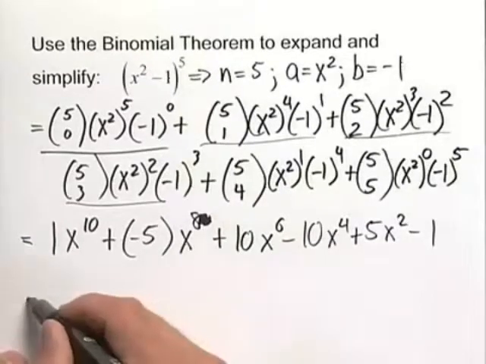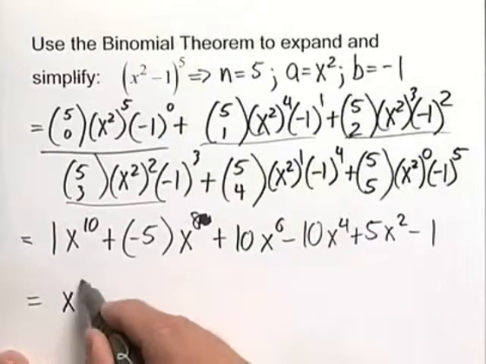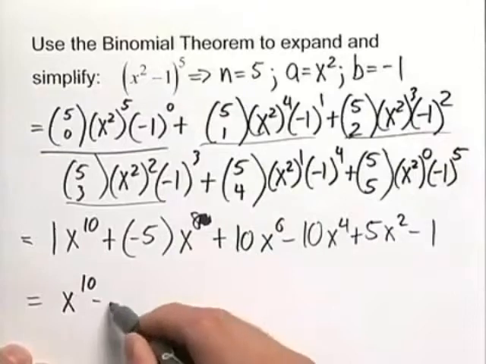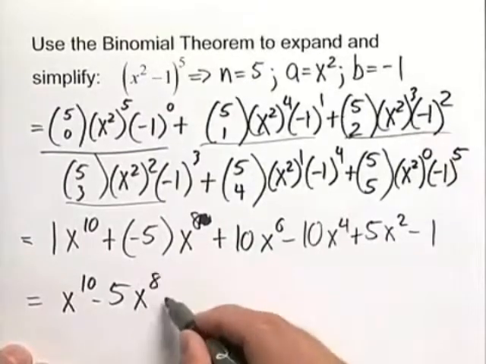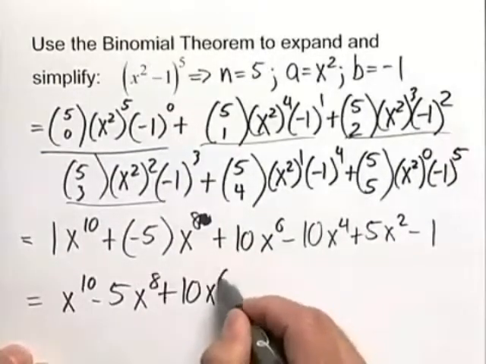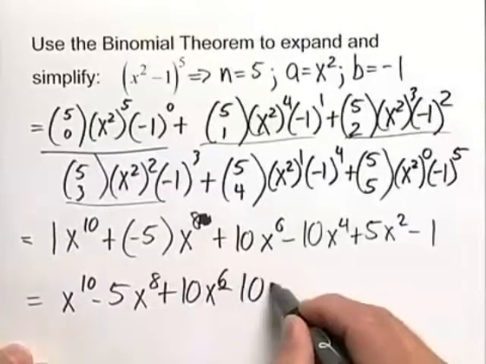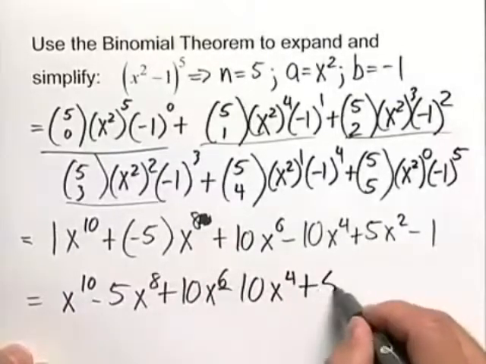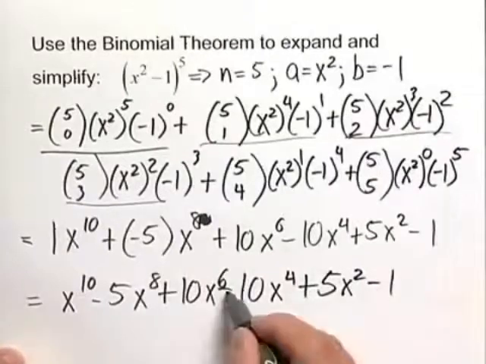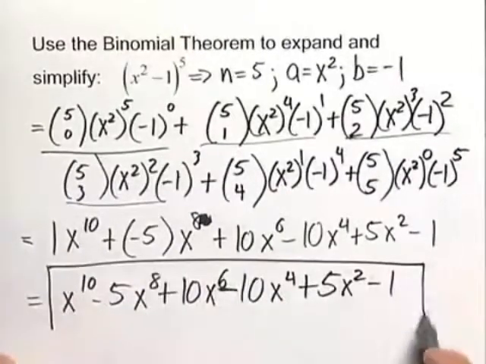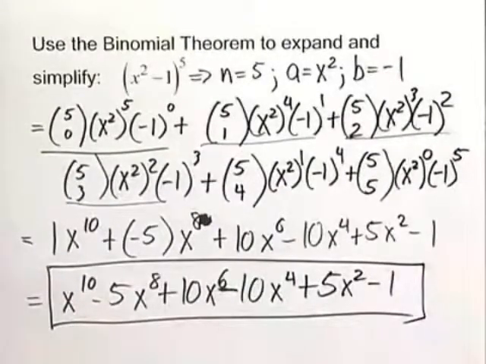So let's tie this all together, clean it up. We're going to end up with x to the 10th minus 5 x to the 8th plus 10 x to the 6th minus 10 x to the 4th plus 5 x squared minus 1, and we've got it. We've expanded this. And this is much more enjoyable than FOILing this out 5 times.